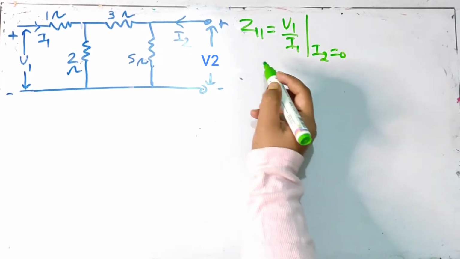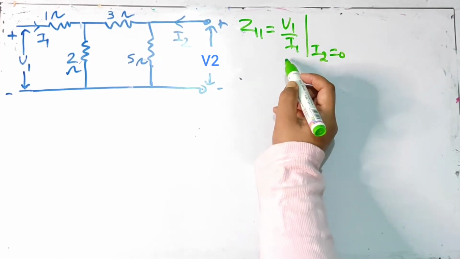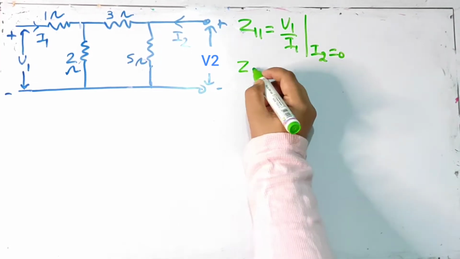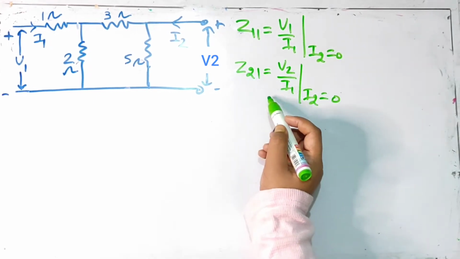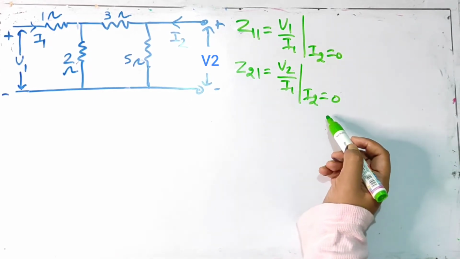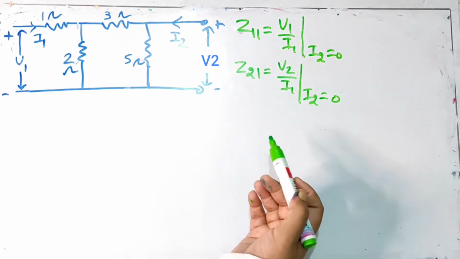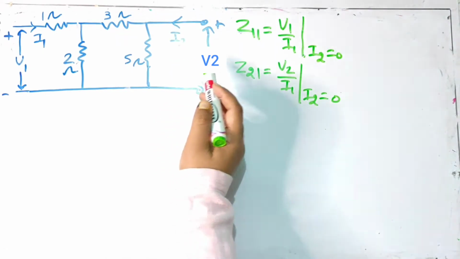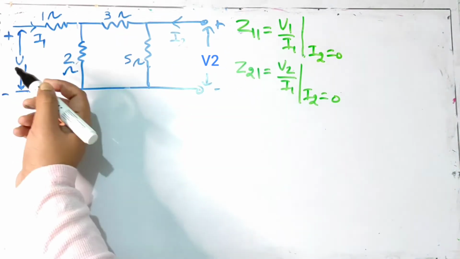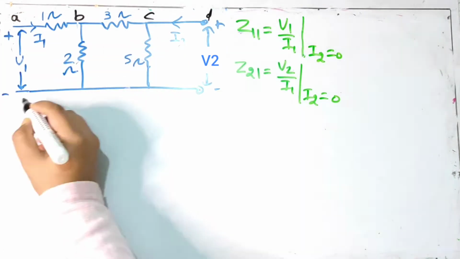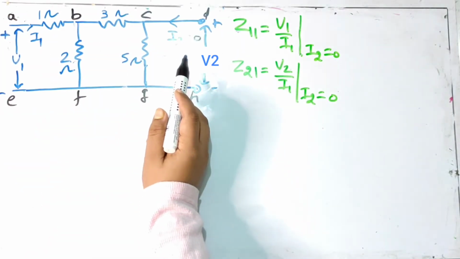We know that the formula of Z11 is V1 by I1 when I2 is equal to 0. And Z21 is equal to V2 by I1 when I2 is equal to 0. So first we will assume that I2 is equal to 0 and the circuit is open. Let us name the nodes. So now we are assuming I2 is equal to 0.